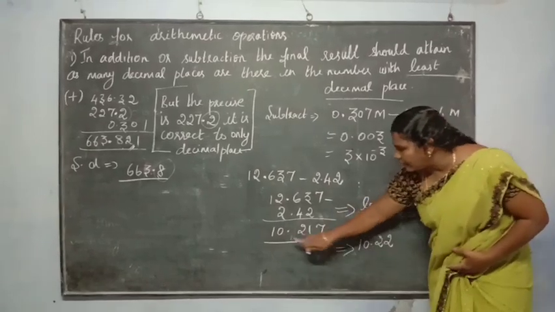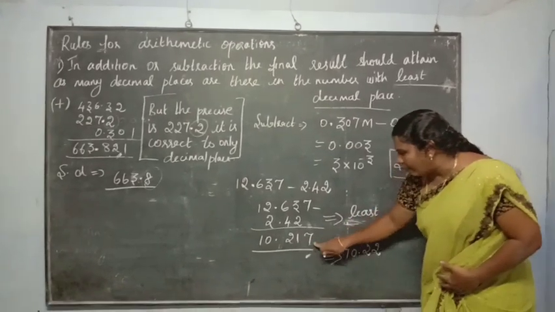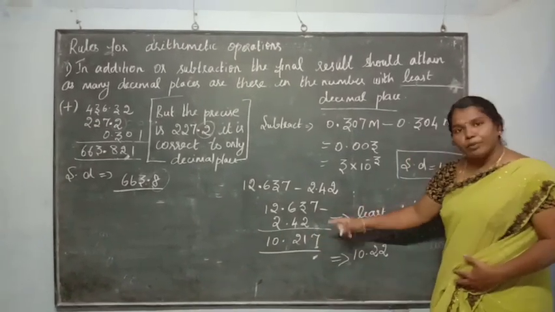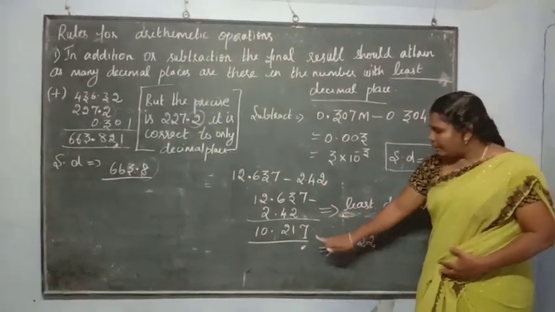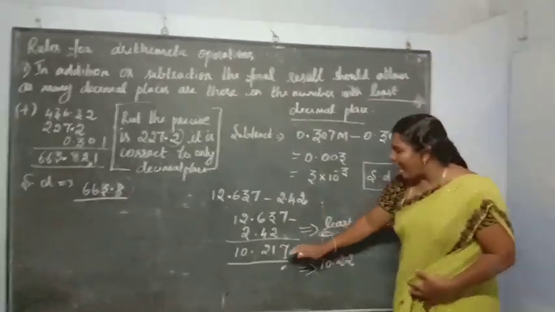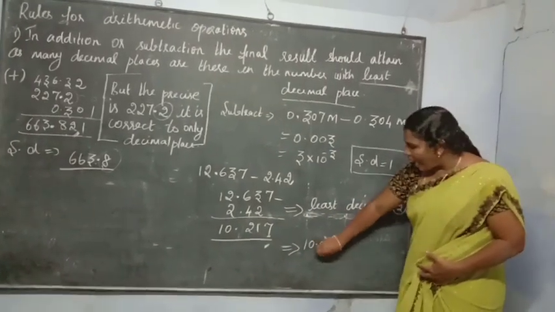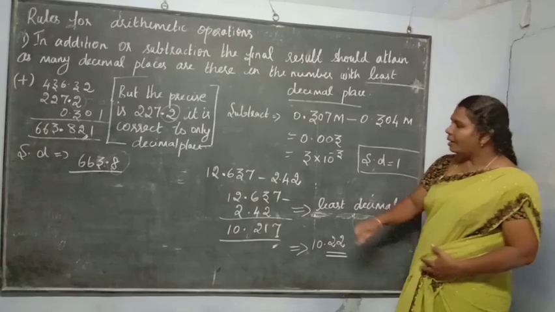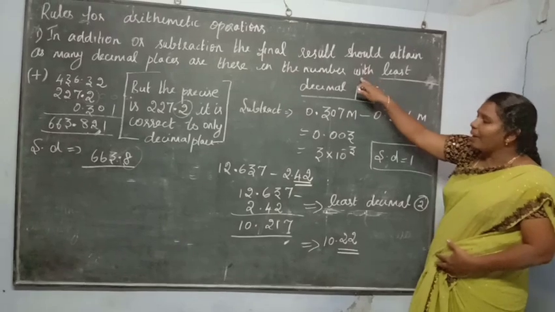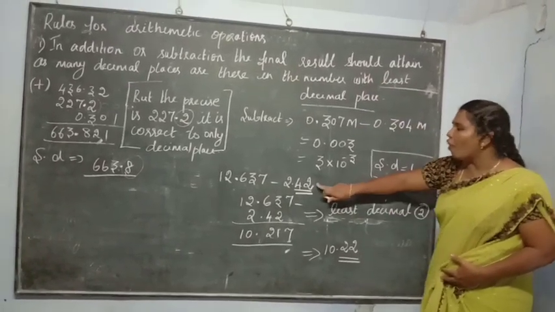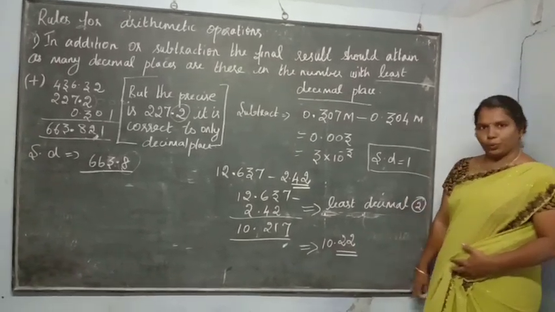Here the answer is 10.217. So you need to write two digits after the decimal. The third digit is above 5, and above 5 means you add one to the number. If it is below 5, you keep it as it is. So you can write 10.22. After the decimal it should have two digits, because here the least decimal count is 2. One has three, the other has two, but in arithmetic operations the final result should follow the least decimal values. For that reason you write 10.22. Okay, understand?